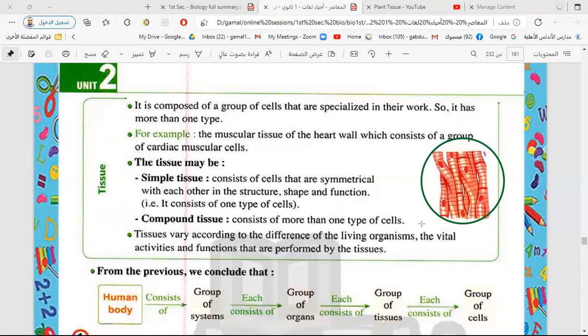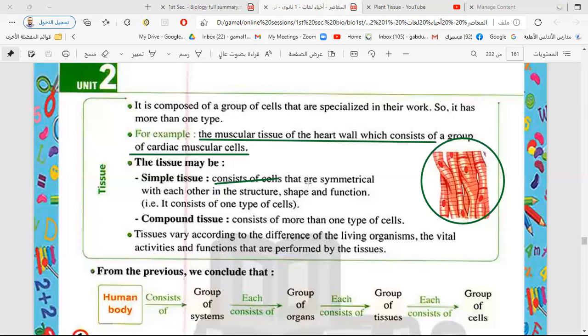The tissue is made of cells, and these cells are elongated cells. The cells of muscular tissue are elongated, and they are like fibers. They make bundles of fibers, and they have the ability to contract and relax to perform their function. So the muscular tissue of the heart consists of a group of muscular cells or cardiac muscular cells. This is a certain type of cells called the cardiac muscular cells, and they have the ability to contract.